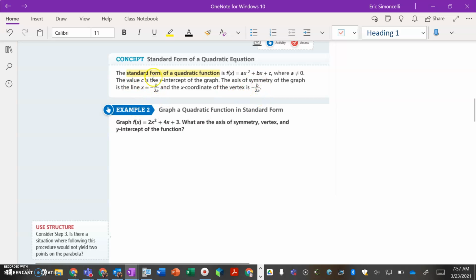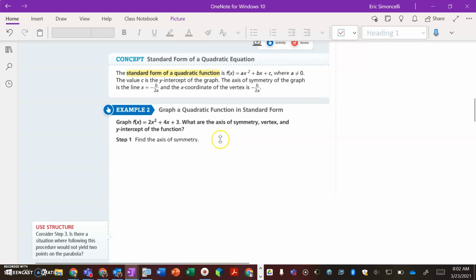So we have actually seen this before, when we took a look at this particular equation, it was the axis of symmetry we were defining. And notice how both the vertex and the axis of symmetry have the same expression, -b over 2a. And technically this is the x-coordinate of the vertex, if you recall. So example 2. We're going to graph f of x equals 2x squared plus 4x plus 3. What are the axis of symmetry, vertex, and y-intercept of the function?